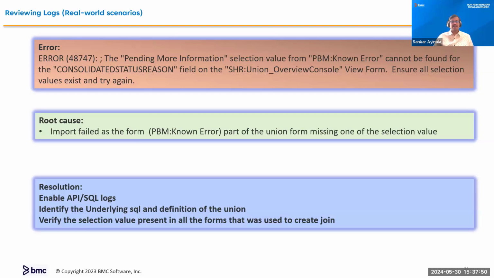In order to fix this error, enable the API SQL logs and identify the underlying SQL that is causing the issue, and see what exactly is mismatched with the values. Once you fix it, you can rerun the utility. It will rebuild the union, and then it will migrate the form.